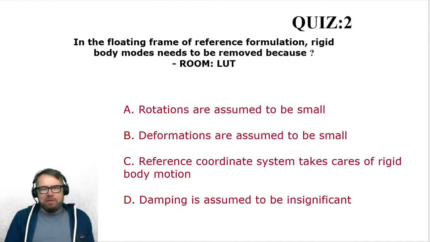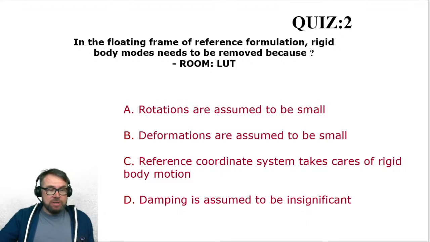Okay, so it's not about the rotations being assumed to be small, because the rotations are not assumed to be small. Deformation is assumed to be small. That is correct, but it still has nothing to do with this business. And the damping, we haven't discussed damping at all, so that's not the correct solution. So the correct one is C.